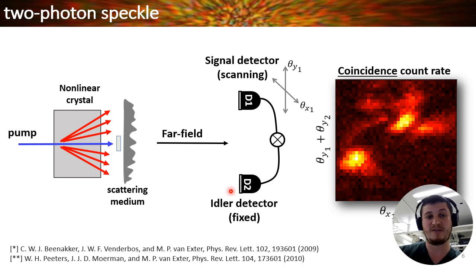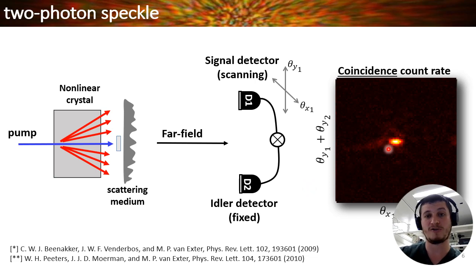However, if we now place some scattering medium after the nonlinear crystal, the correlations are scrambled. Instead of the tight focus, we get this two-photon speckle, which is a speckle in the correlations between the photons. And our goal would be to use wavefront shaping in order to recover the strong correlations.